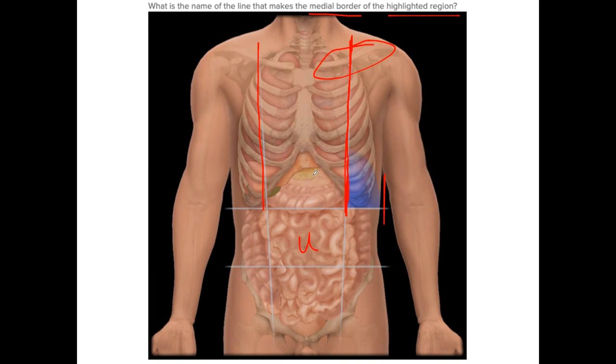This is the umbilical region. This is the epigastric. This is the pubic. This is the left flank. This is the right flank, also known as the left and right lumbar. This is the left hypochondriac. This is the right hypochondriac, left inguinal, and right inguinal.